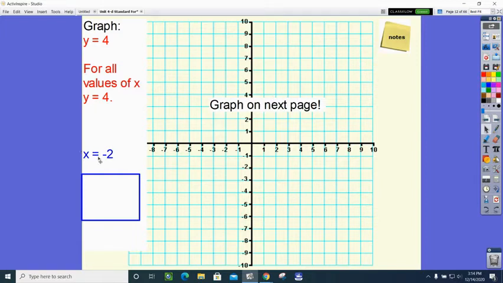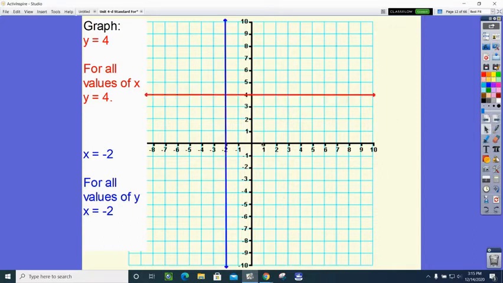Now when we go down to x equals -2, every point on this line has an x coordinate of -2. So think -2, 3, -2, 4, -2, -4, -2, 10. And pretty quickly you see that this is going to be a vertical line going through x equals -2. So look at this blue line, every point on that line has an x of -2. And look at this red line. Every point on that line has a y coordinate of 4.